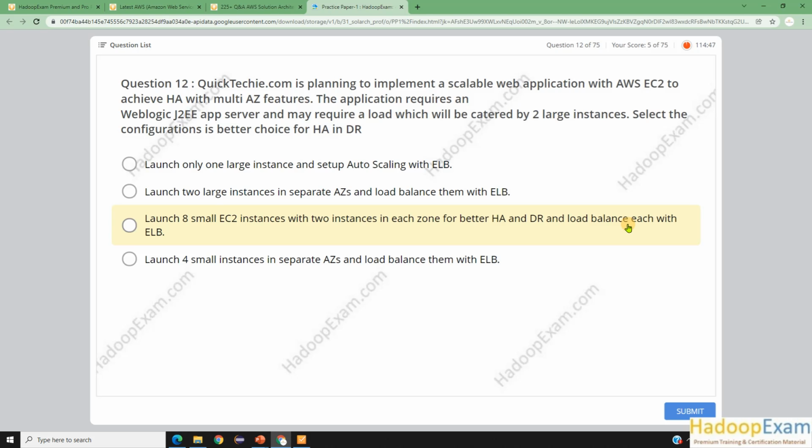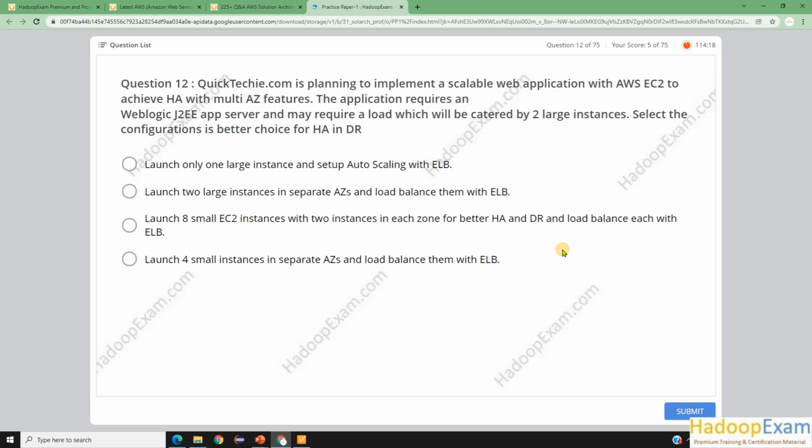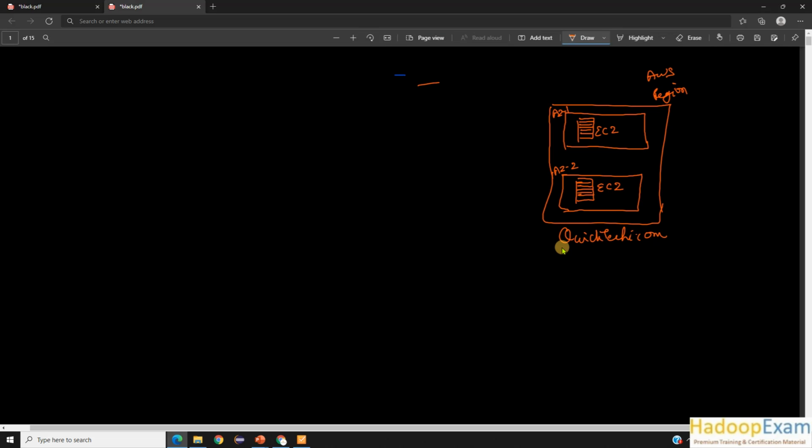Now they want a scalable and highly available system. The application requires a WebLogic J2EE application server and may require a load which will be catered by two large instances. So with two large instances, one instance is here and another instance is here, and on these you are installing the WebLogic server. Correct? That is what it is looking for. Select the configuration that is the better choice for high availability and disaster recovery. So that is the current setup, or you can say our solution architect is designing this kind of solution.